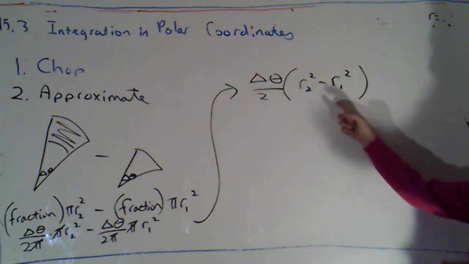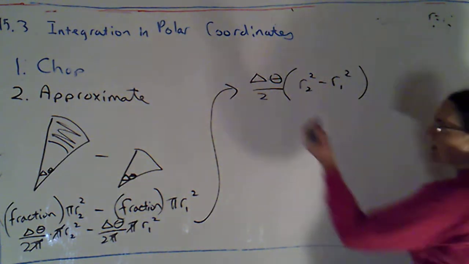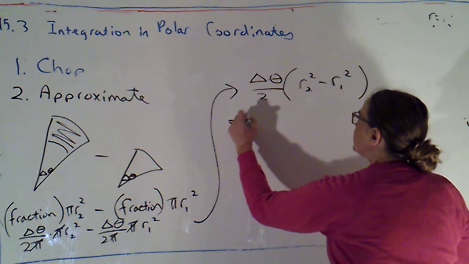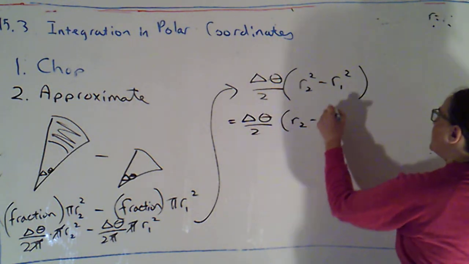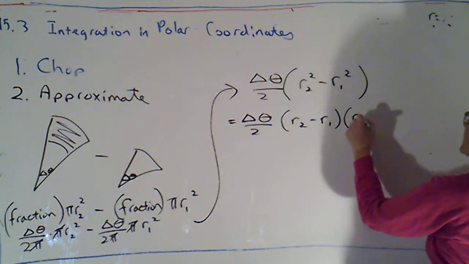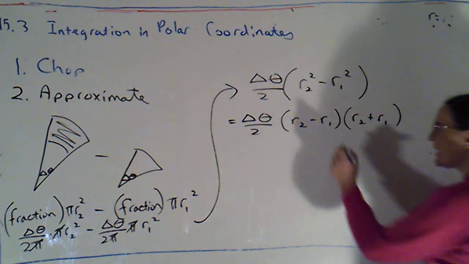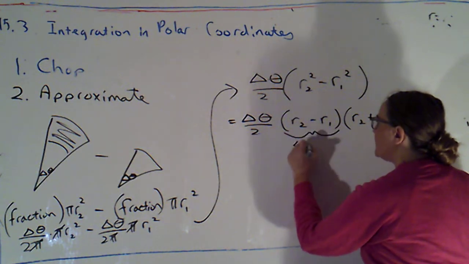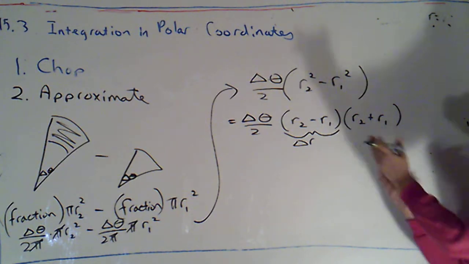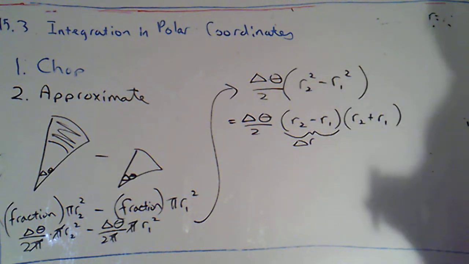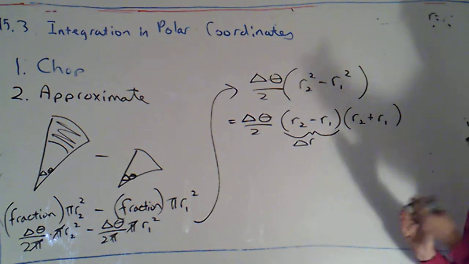Now, I can hardly see a difference of 2 squares and not want to factor it, so I'm just going to. So that's going to be delta theta over 2 times r2 minus r1 times r2 plus r1. And this is incredibly exciting because that's the change in r. That's delta r. So I'm seeing delta r and delta theta show up in this formula for the area.